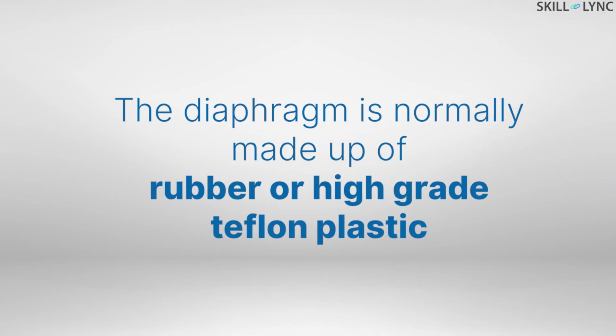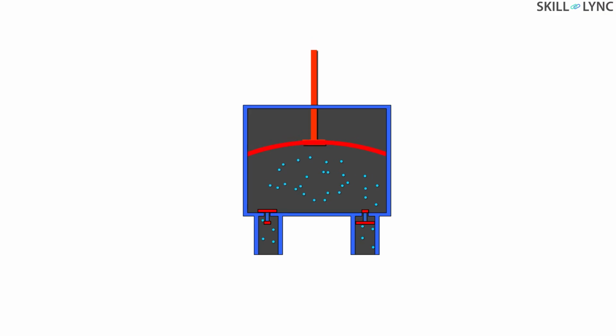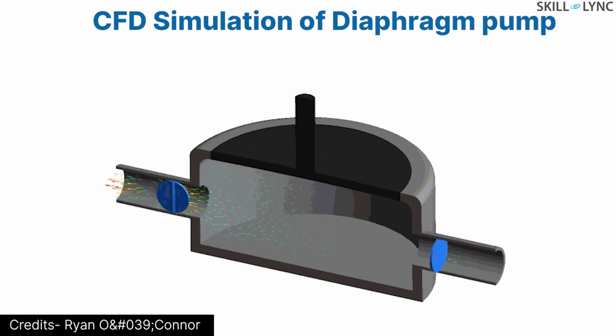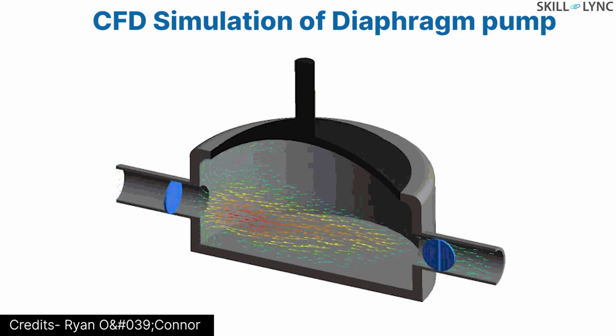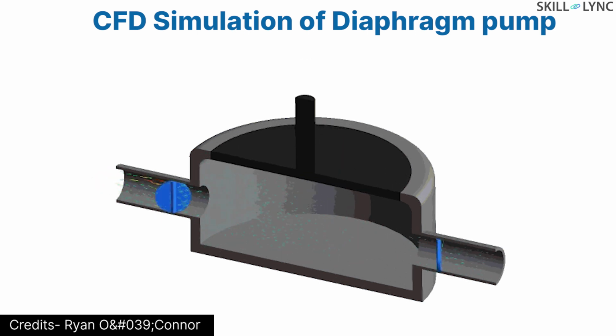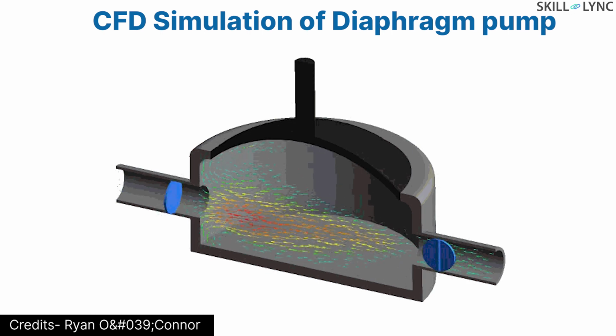The diaphragm is normally made up of rubber or high-grade teflon plastic. During the suction stroke, the diaphragm is pushed upwards. This sucks in the fluid from the suction pipe and into the pump. In the discharge stroke, the diaphragm is forced downwards and the fluid exits through the discharge pipe. Unlike the piston or plunger type pumps, the diaphragm pumps don't require a dedicated sealing system. This enables them to operate rather leak-free.